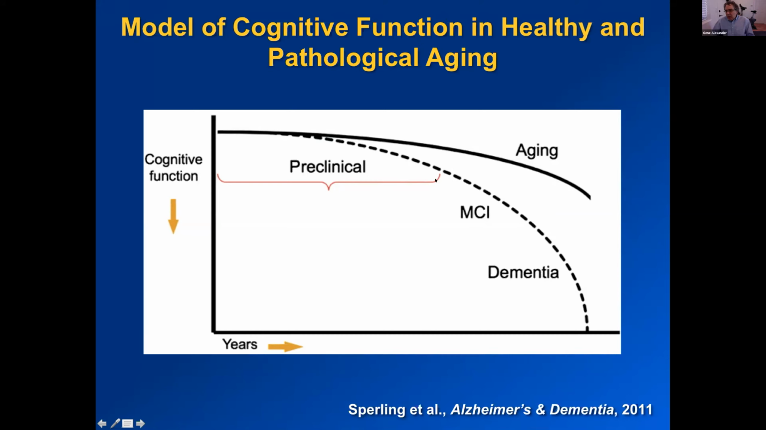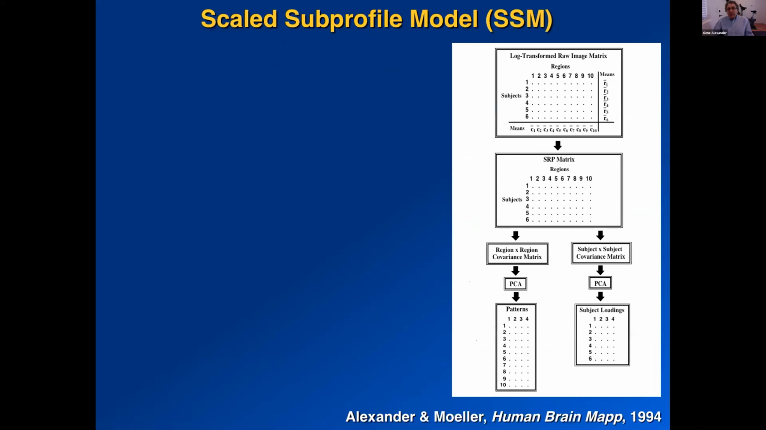But even more importantly, we want to be thinking about ways that we can bend back these curves, both for those going to dementia, but also those showing aging effects. And having techniques and methods to evaluate and test those kinds of techniques are really important. So the scaled subprofile model is just one technique that I've been using for many years.